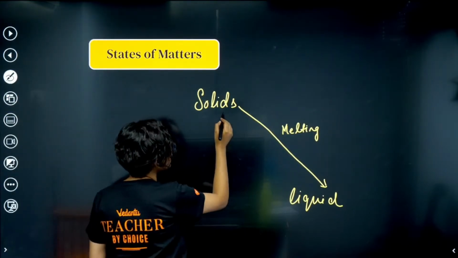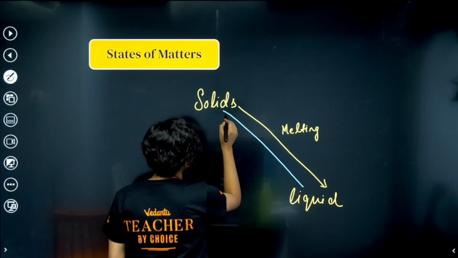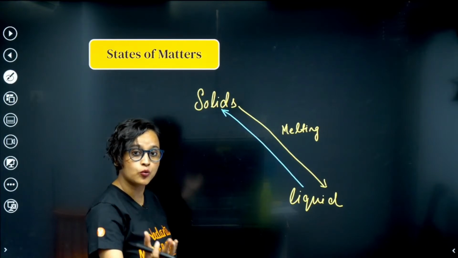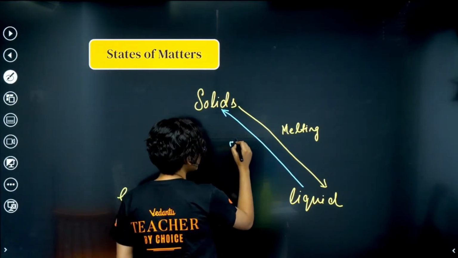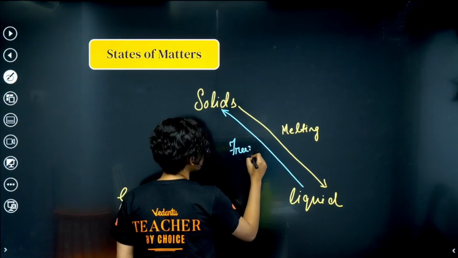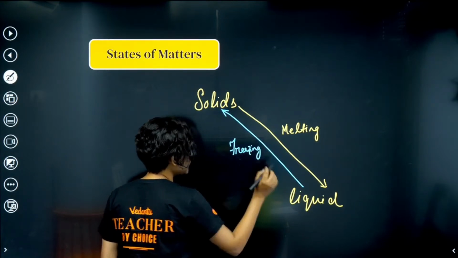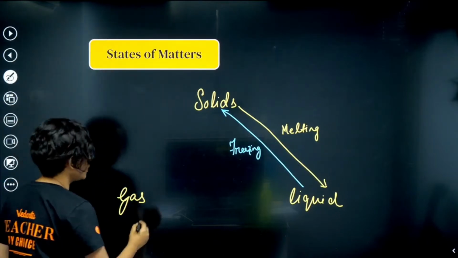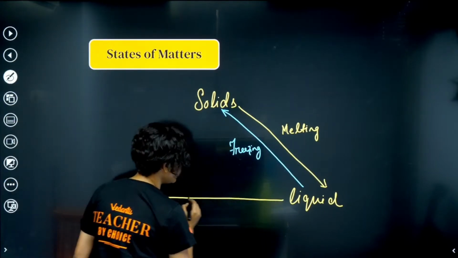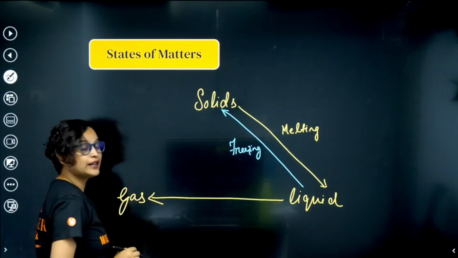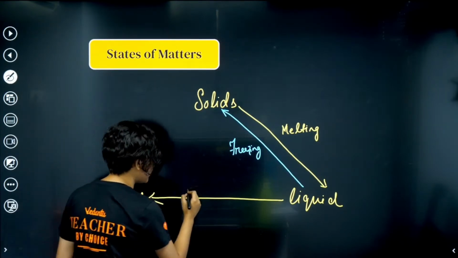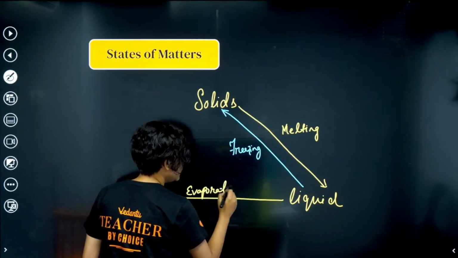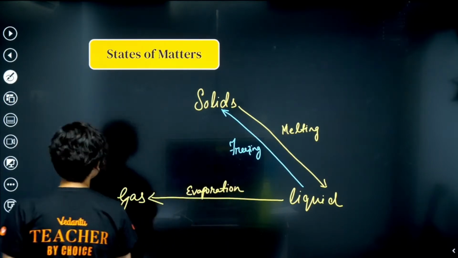Now, if I have to change liquid to solid, my dear student, if I have to change water to ice, what will I do? Freezing. Am I right? Yes, absolutely correct. Now, if I want to convert liquid to gas, what do I do? Evaporation. Everybody knows this, very basic, very simple. This is evaporation. Am I right?